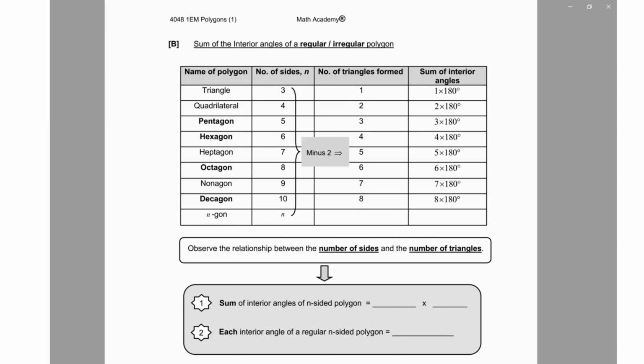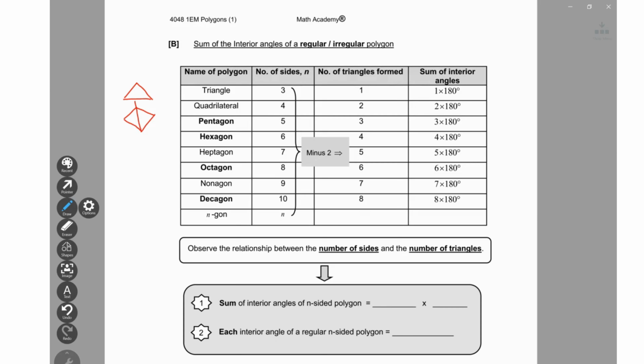First one you see is the triangle. A triangle has 3 sides, right? So the number of triangles formed is 1, and the sum of interior angles will be 180, so we take 1 times 180. A quadrilateral is a 4-sided figure. I can cut it into 2, which makes 2 triangles. So quadrilateral, 4 sides, 2 triangles, so it will be 2 times 180 for its interior angles.